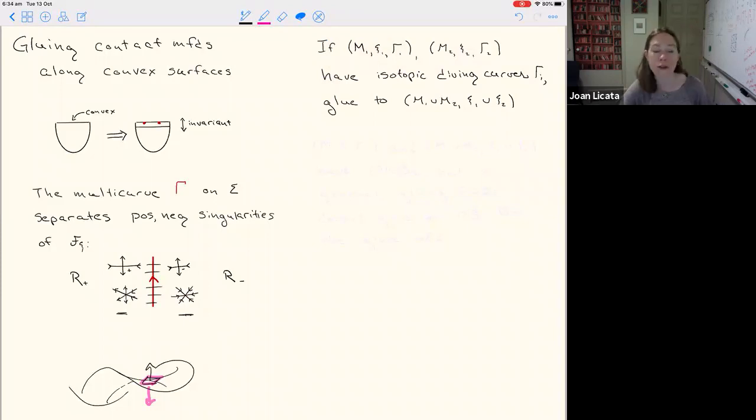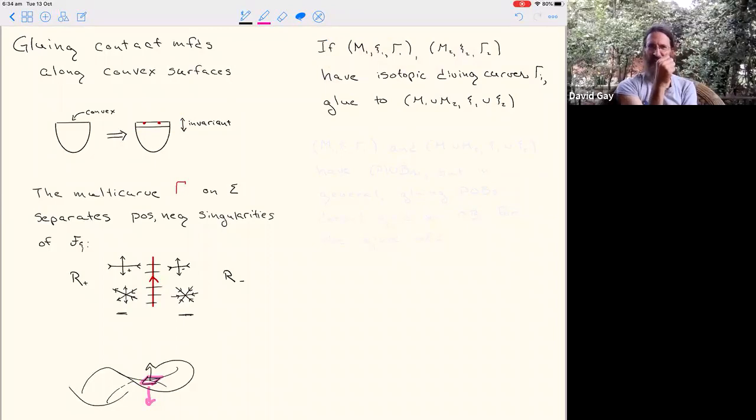So if we have two contact manifolds with boundary and they have isotopic dividing curves on the boundary, then we can glue the two contact manifolds together. This local invariance near the boundary says that these two things can glue together and get a well-defined contact manifold. Okay. You mean if there's a... what's missing from this is a diffeomorphism from the boundary of M2 to the boundary of M1.